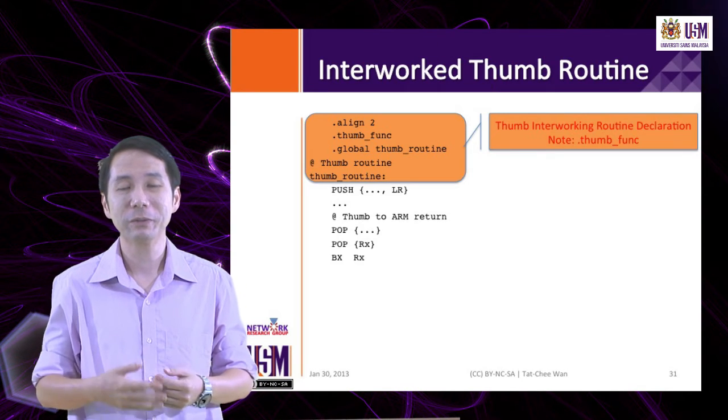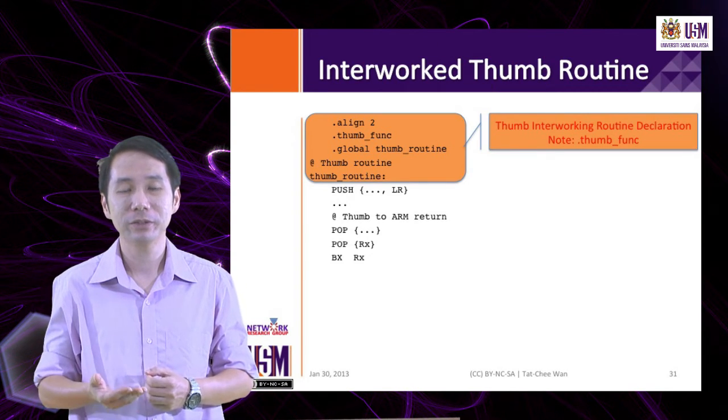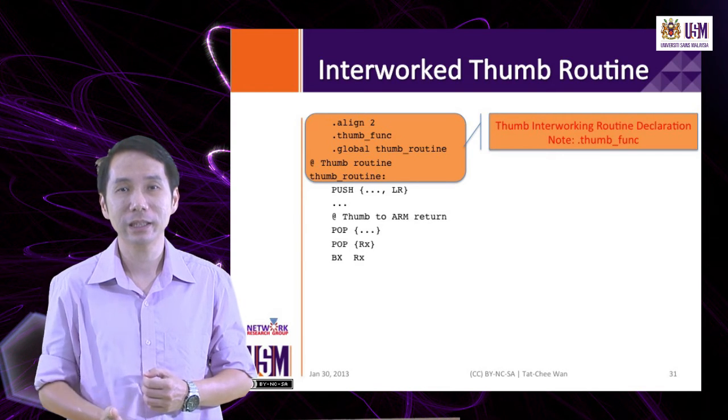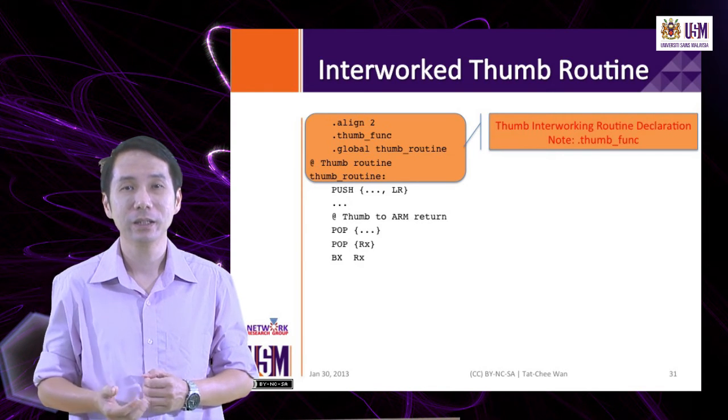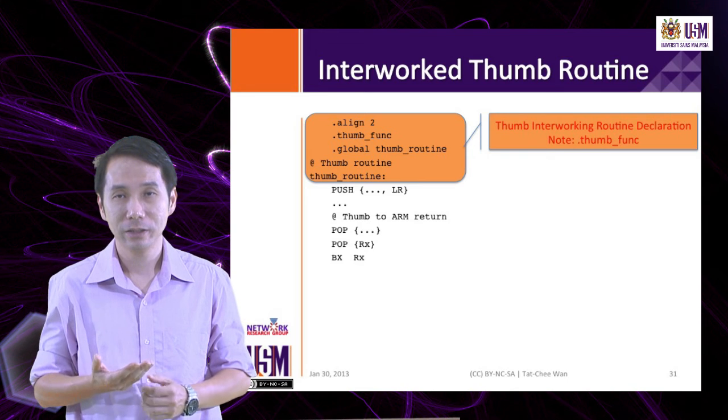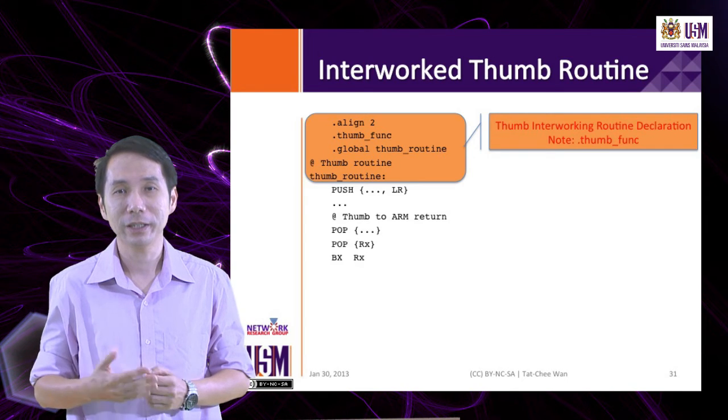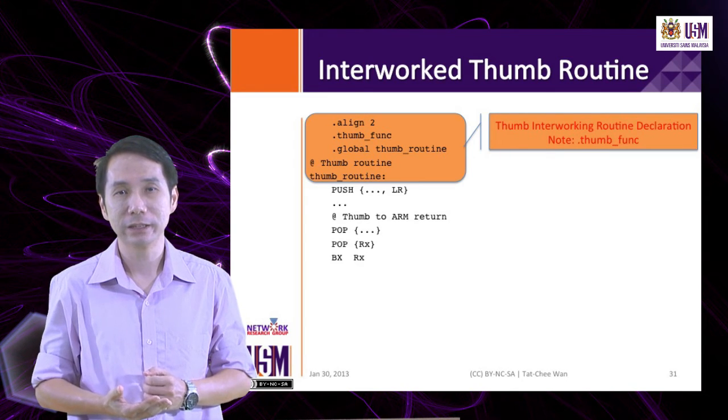The thumb routine that we wanted to call must be defined using the .thumbfunc directive as well. This indicates to the linker that this is a 16-bit instruction set used for defining the routine.